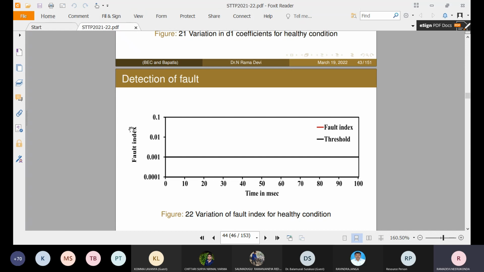So under healthy condition, the fault index value is 0. That is below the threshold. So here we are not seeing any fault index value. The fault index value is at the 0 level.